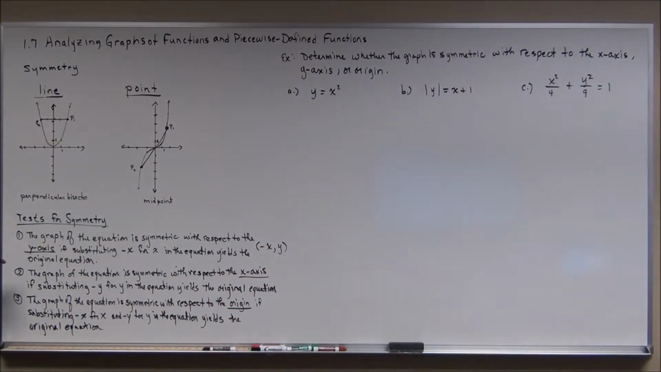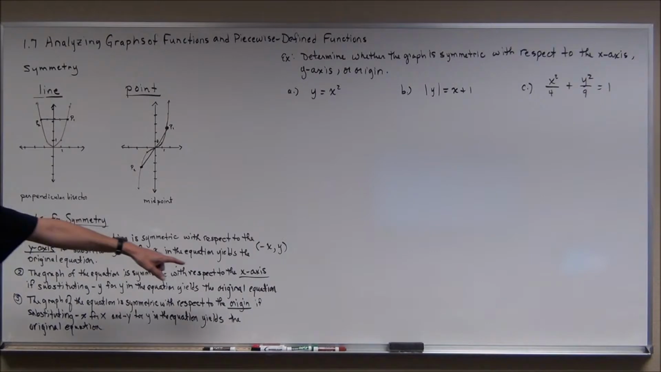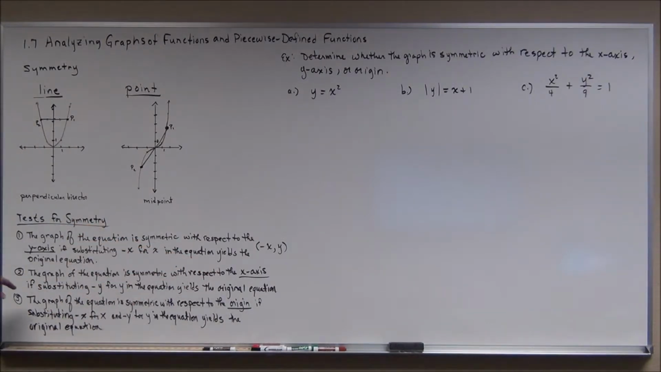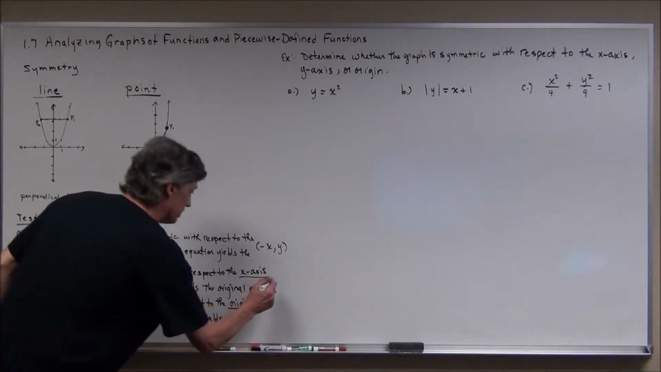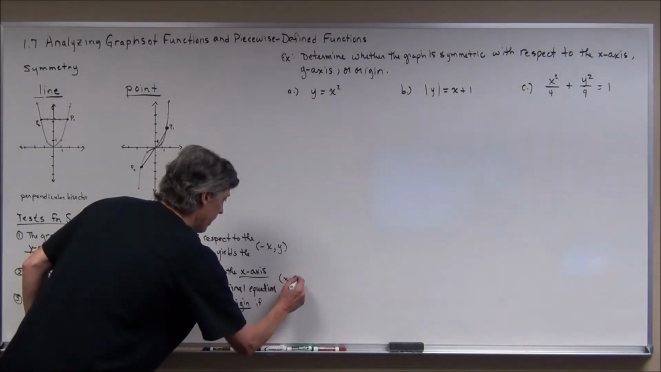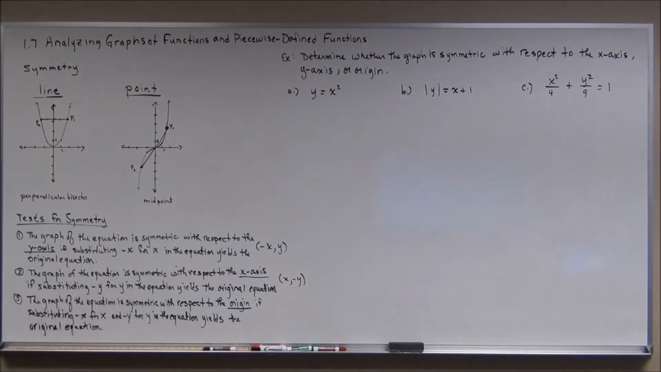The graph of an equation is symmetric with respect to the x-axis if substituting the opposite of y in for y in the equation yields back the original equation. So the x stays the same, but the y is opposite. Well, that would tell me right away that if I have a graph that's symmetric to the x-axis, it's not a function, it's a relation, because it would fail the vertical line test.